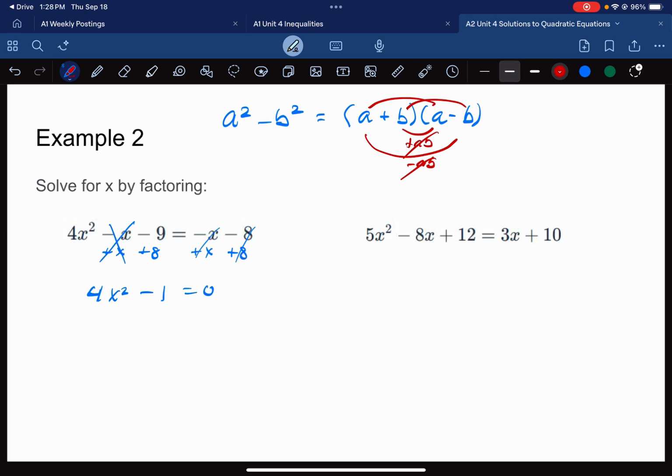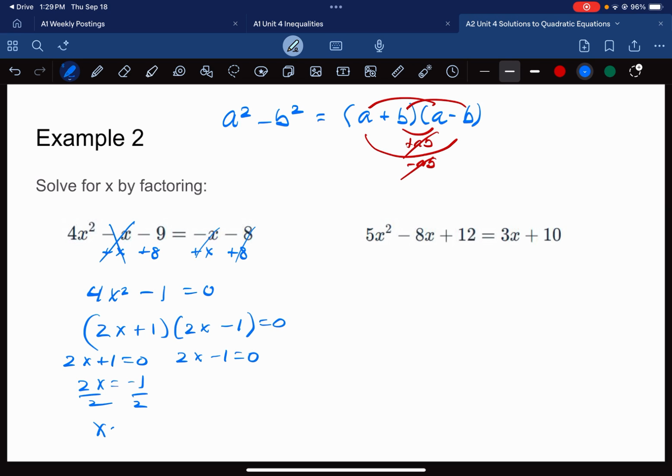So this one factors then into, let me get my blue going. I'm going to take the square root of 4x squared. It's going to be 2x plus the square root of 1, which is 1, and 2x minus 1. That's how it factors. Now set them each equal to 0. And I'm going to add or subtract 1 on this one, and then divide by 2. And then add 1 on this one, and divide by 2.